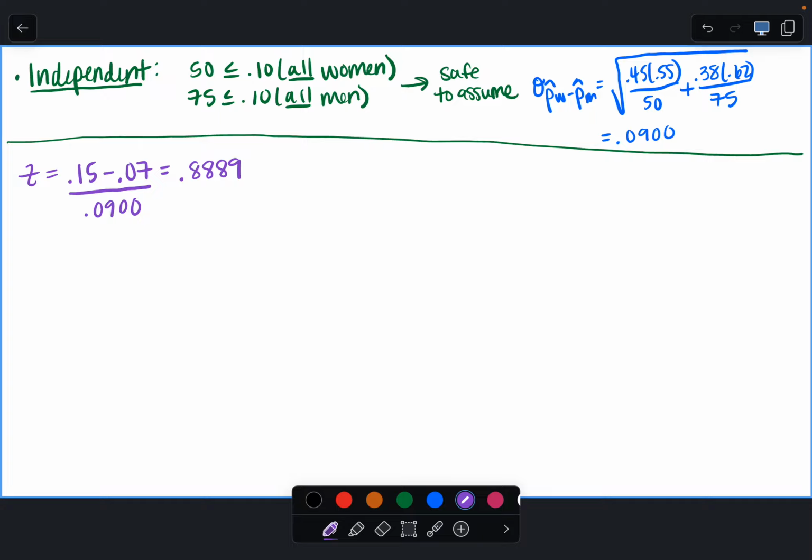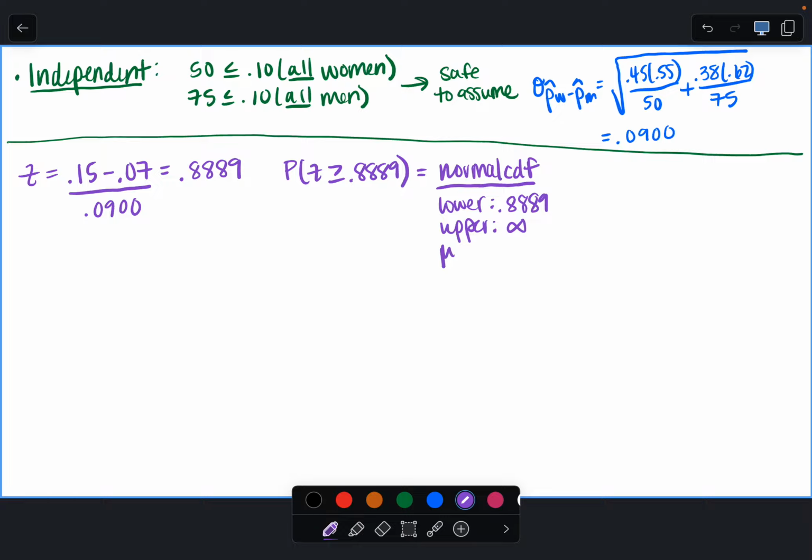0.8889. Now, because I want it to be greater than 0.15, I'm going to go in and calculate z greater than 0.8889. We do this by using normal CDF. One of the things that College Board is very picky about is using your labels. So don't forget to label it as lower, upper, and this is going to be going all the way up to infinity because it's greater than this, mean, and standard deviation. If you are working with a z-score, it is going to always be 0 and 1.